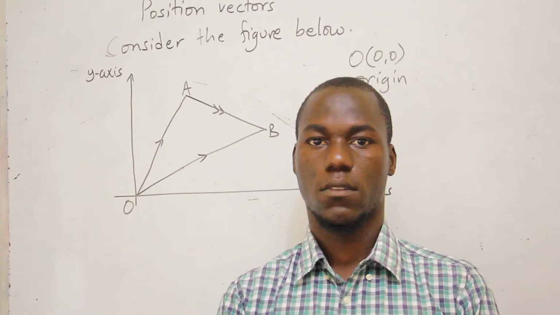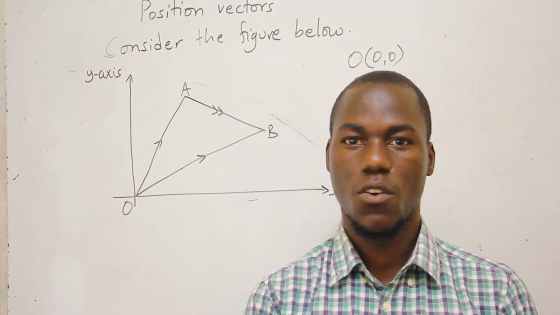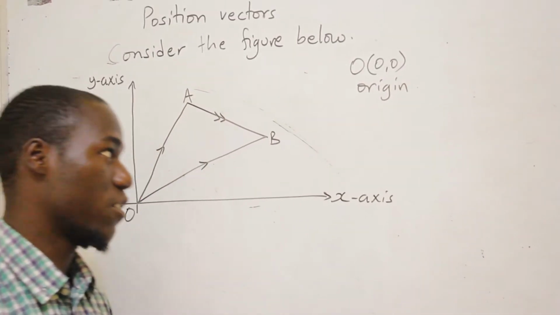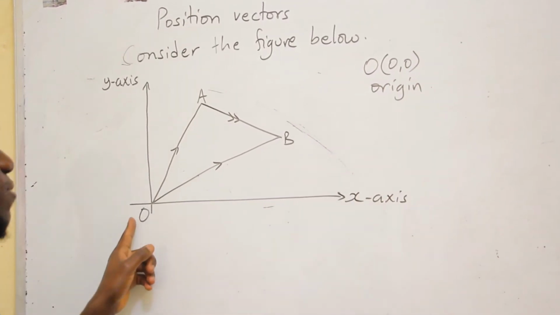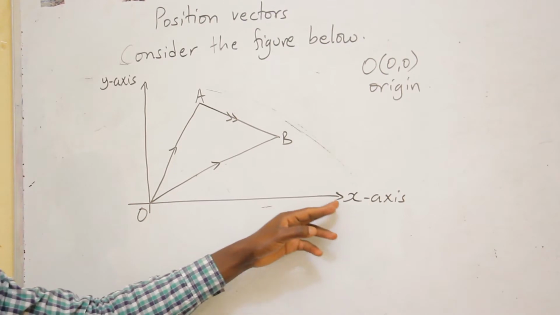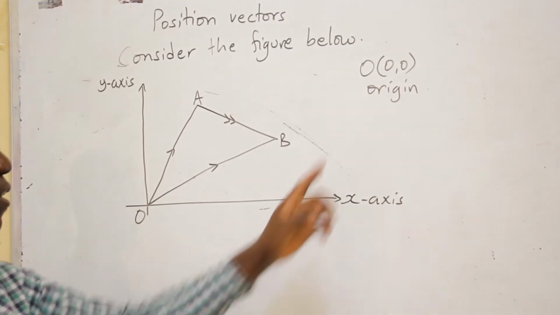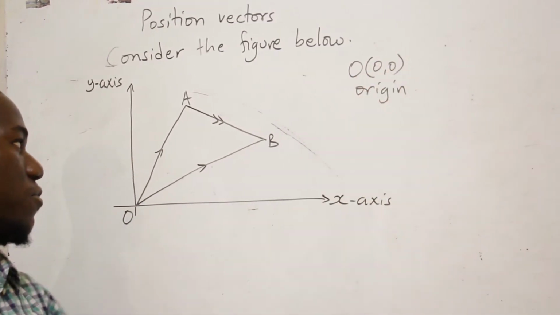In our lesson 5 today of vectors, we are going to talk about the position vectors. These are vectors which originate from the origin. Whenever I say they originate from the origin, I mean the 0, 0 on the Cartesian plane, that is the y and x-axis having coordinates 0, 0.